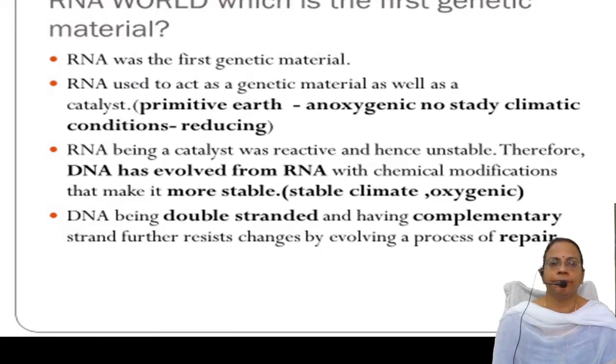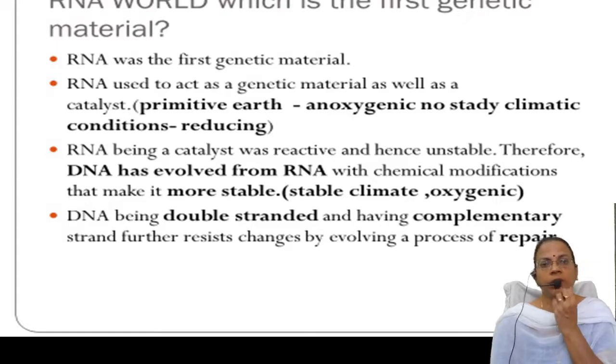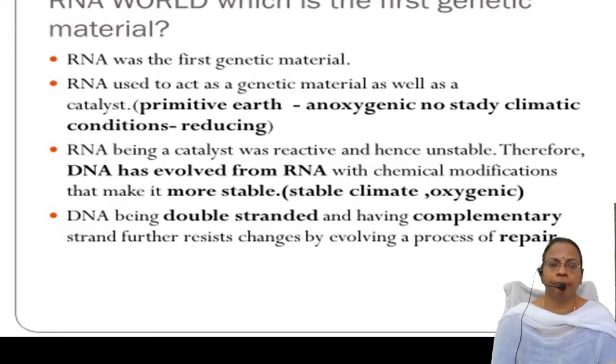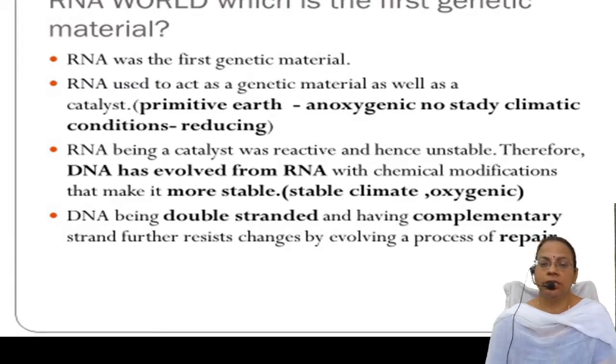Then the next concept, the DNA RNA world, which is the first genetic material. When we look back into the evolution, it is believed that the primitive organisms, that is primitive cells, the first formed life forms, were carrying the genetic material in the form of RNA. Then later in the course of evolution, this RNA is replaced by DNA.